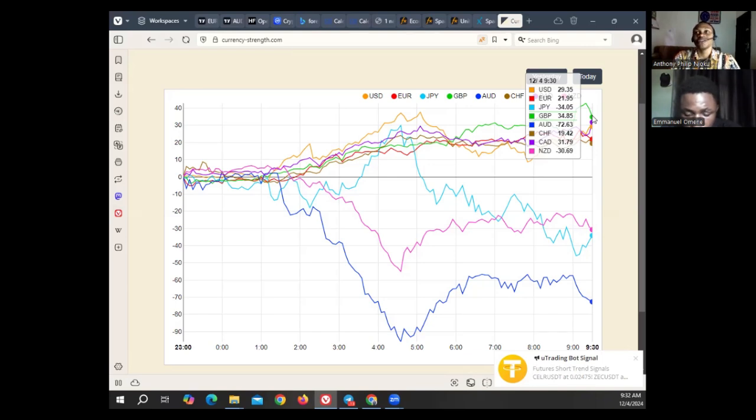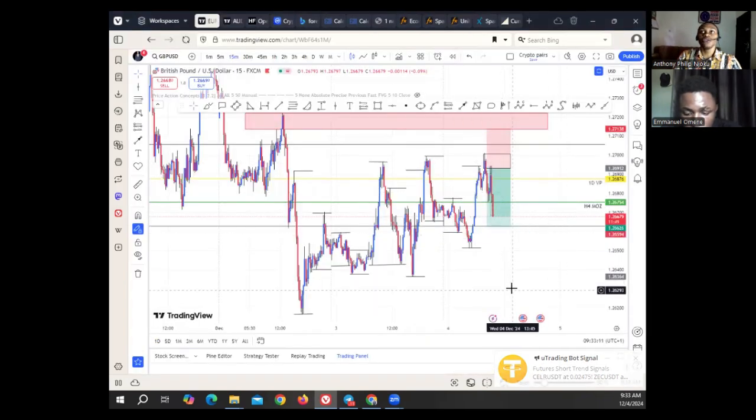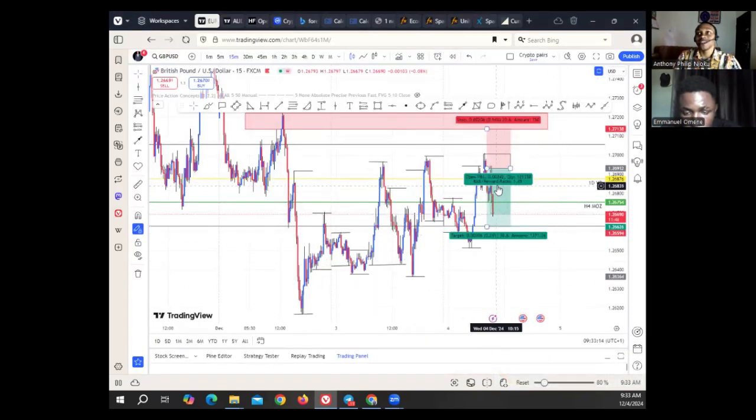I saw AUD is weak. I know that AUD continues selling against every other pair, including the dollar. Then Euro has dropped below dollar. Euro is now 21.95. Dollar is 29.35. So that's why I'm seeing massive sales. So I'm not really going to panic much. I think GBP will still drop below the dollar.